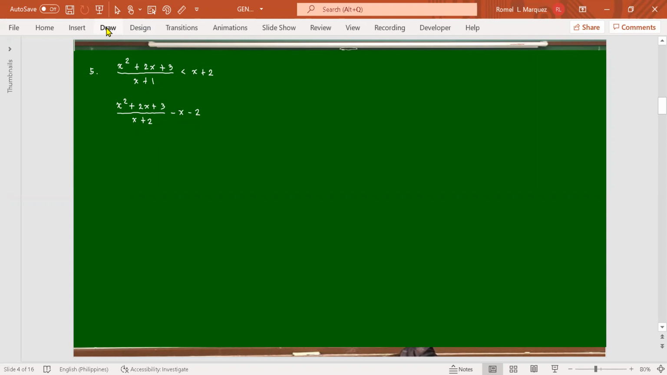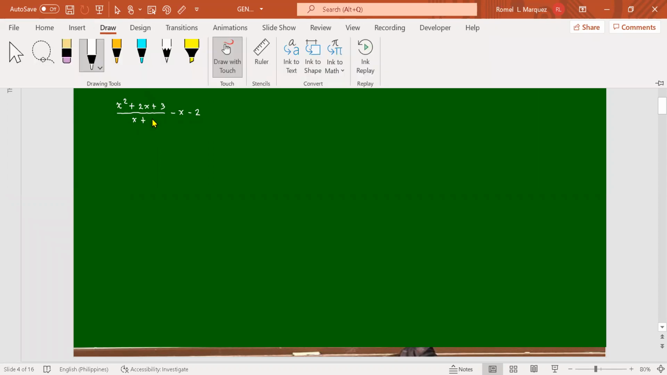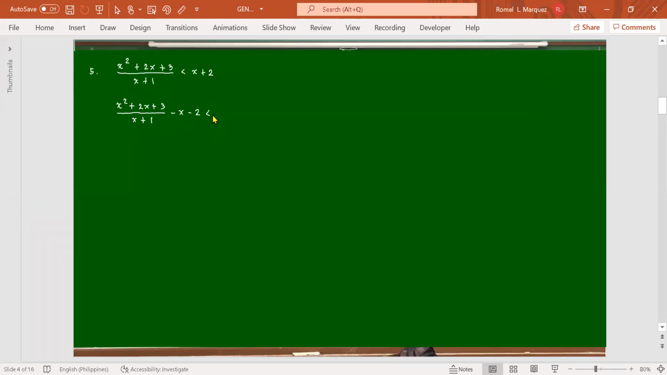Okay? So we have x squared plus 2x plus 3 over x plus 1, and then that is less than 0. So, to be really in the standard form, we need to express this as what? As one fraction, no?